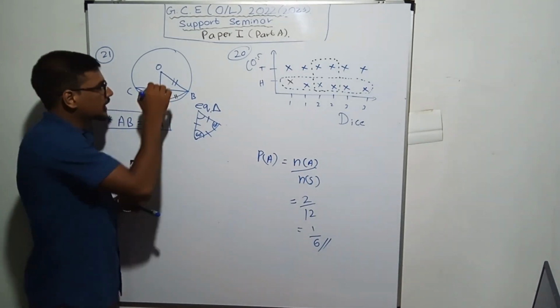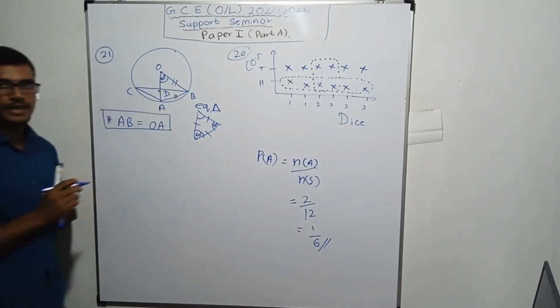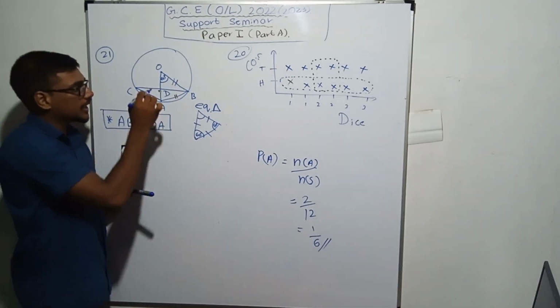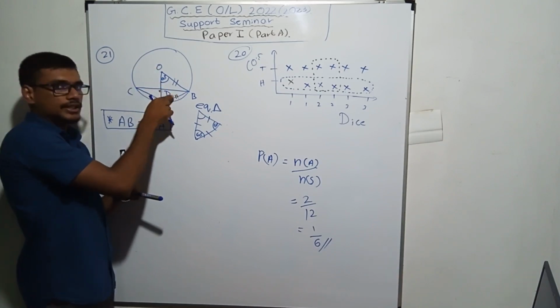I will write only at this place. It will be 60 degrees. Is it clear up to that point? They have told us AB is equal to OA. So I mark these two sides are equal.